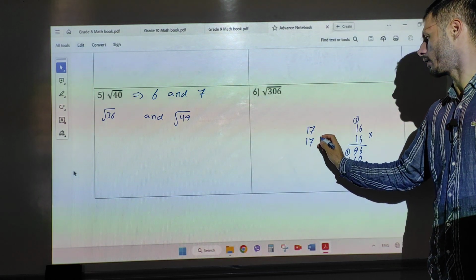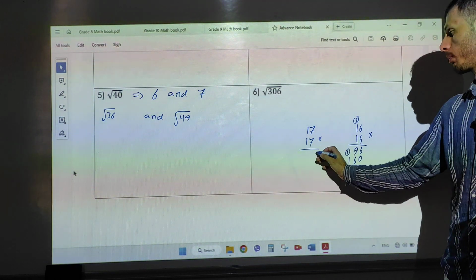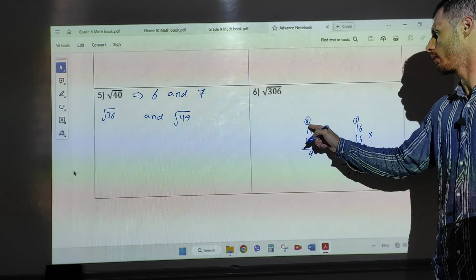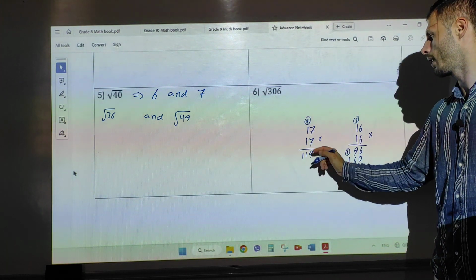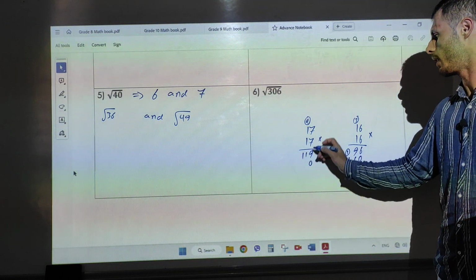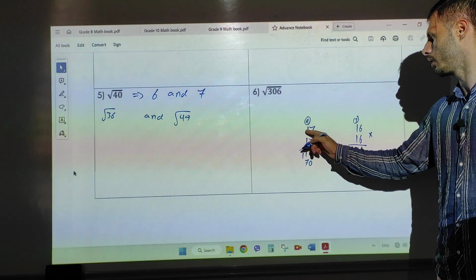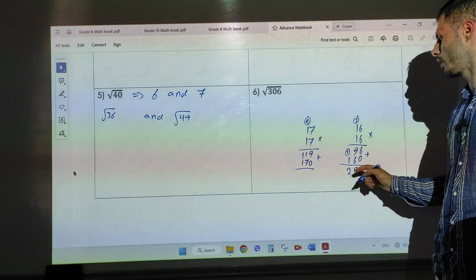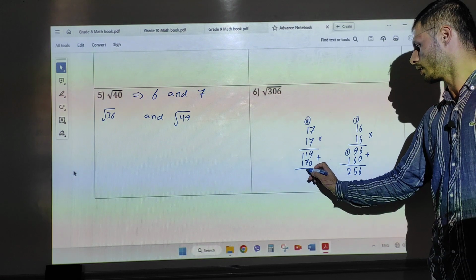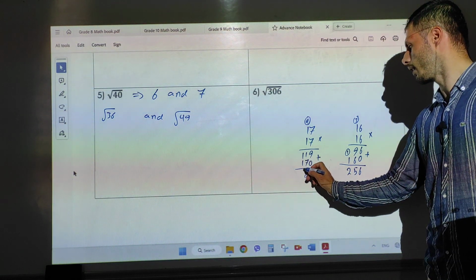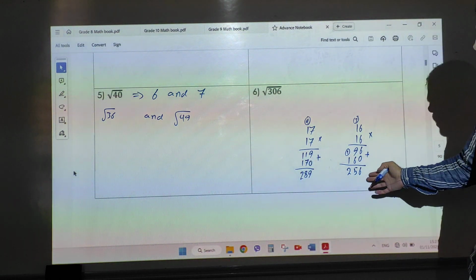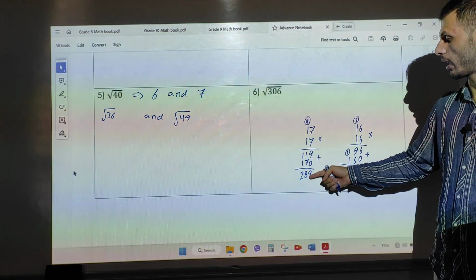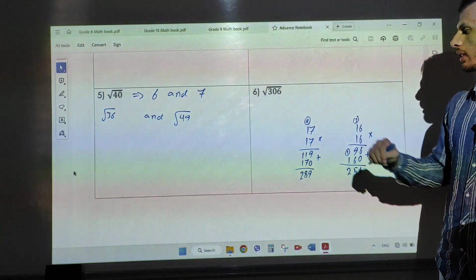Let's check 17. 17 multiplied by 17. 7 multiplied by 7 is 49. 7 multiplied by 1 is 7, and this is 11. Then we put a 0, 1 by 7, and 1 by 1. Then always you add in this step. It is 9, it is 8, it is 2. It means this is not between these two yet. We need to get another number which is greater than 306.